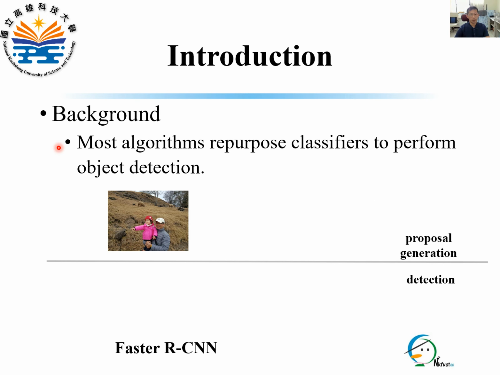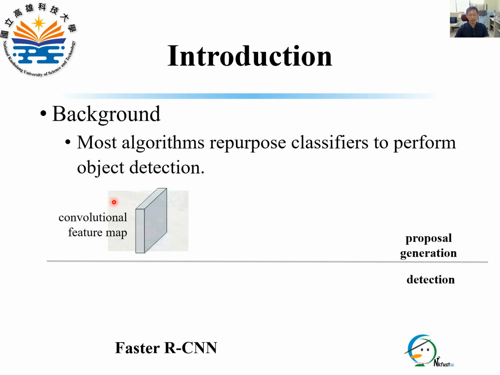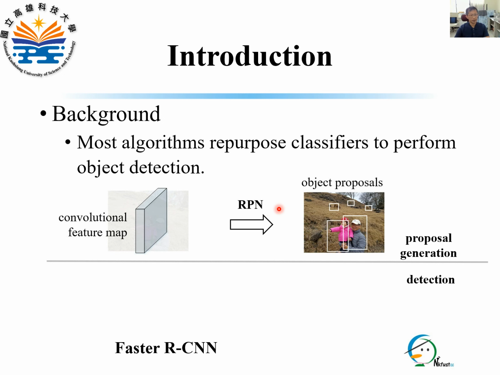In the object detection literature, most algorithms repurpose classifiers to perform object detection. A well-known algorithm in this category is Faster RCNN, which is a two-stage object detector. In the first stage, Faster RCNN computes the convolutional feature map of the input image, and then uses RPN, region proposal network, to output a set of object proposals. Object proposals are bounding boxes that possibly contain objects.